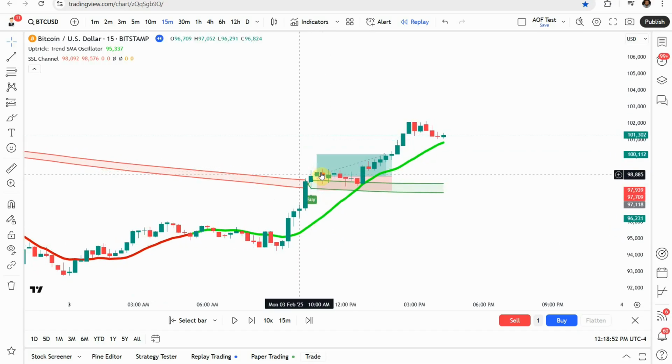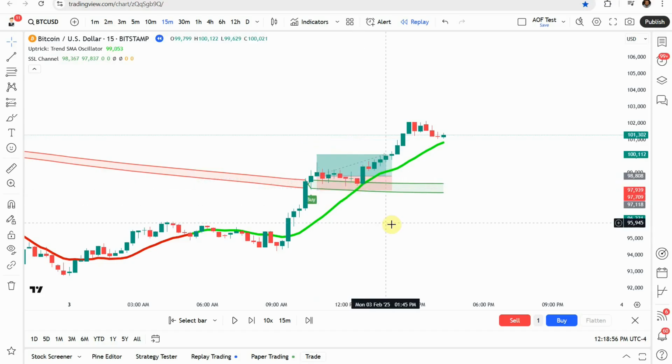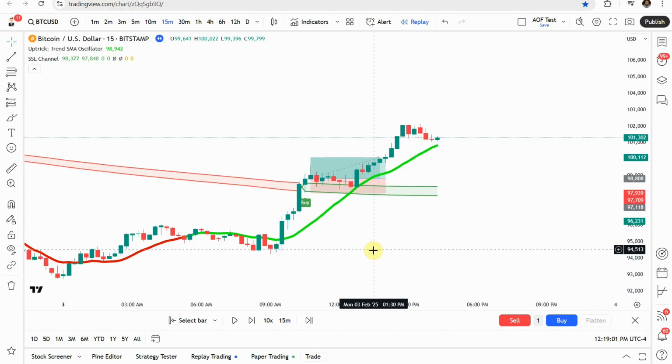Alright, with this one, you can see that we just kind of run sideways for a little bit, come down, kind of sweat real close down there to our stop before we make that nice push to the upside, getting us to our take profit. Alright, so that puts us at the end of the testing right there.